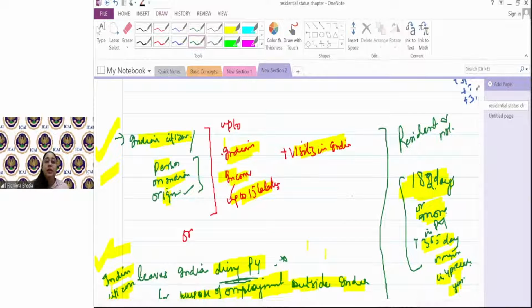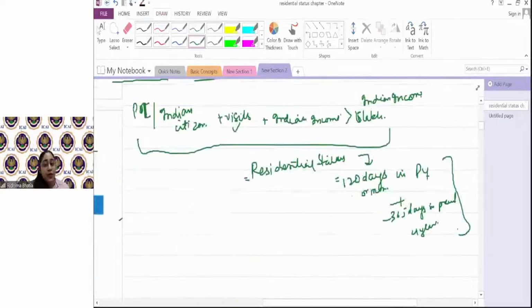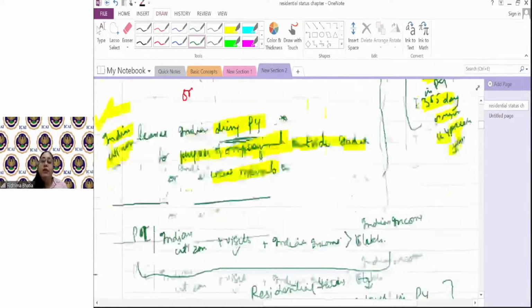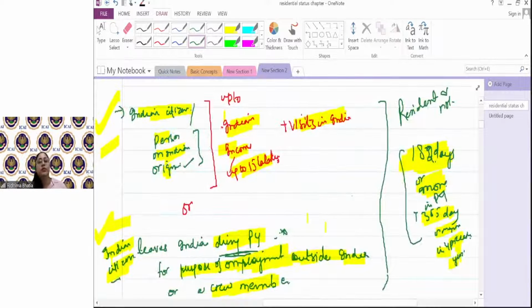But if a person is staying abroad, he is an Indian citizen or a person of Indian origin, and he is coming to India, then the next question you have to ask is, what is his Indian income? Indian income means Indian source income. If Indian income is more than 15 lakhs, then you have to see the criteria of 120 days in the previous year plus 365 days. If Indian income is less than 15 lakhs, then you have to see the criteria of 182 days in the previous year and 365 days in the 4 preceding years.